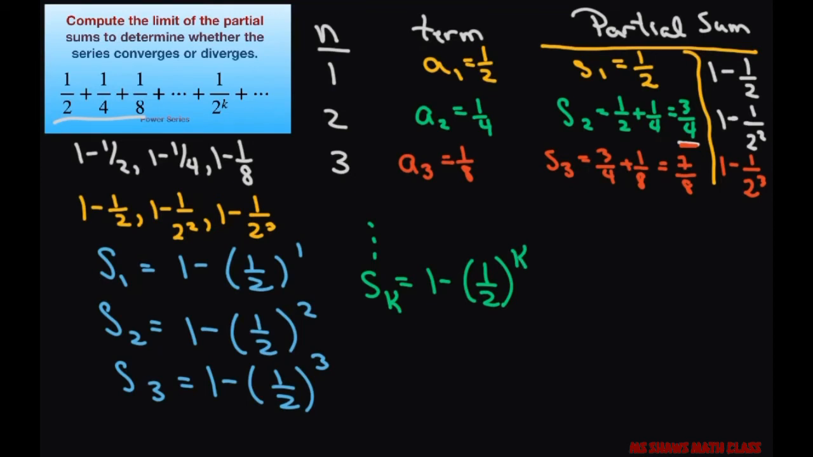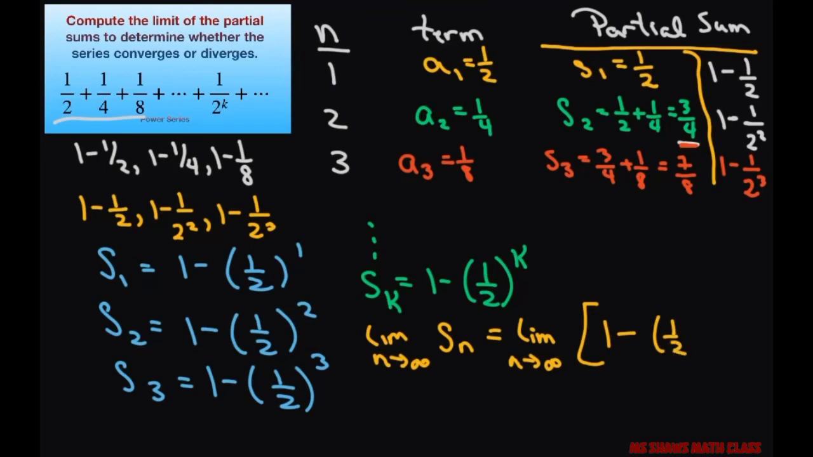So then let's take our limits, because we've got to see if this converges. So we're going to take the limit as n approaches infinity of the sum of our first n terms, which equals the limit as n approaches infinity of 1 minus 1 divided by 2 to the nth power.